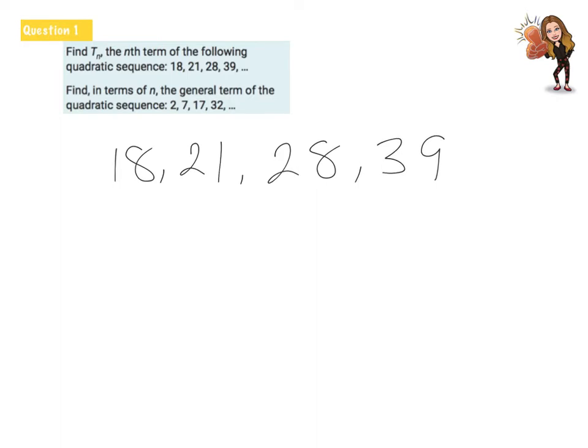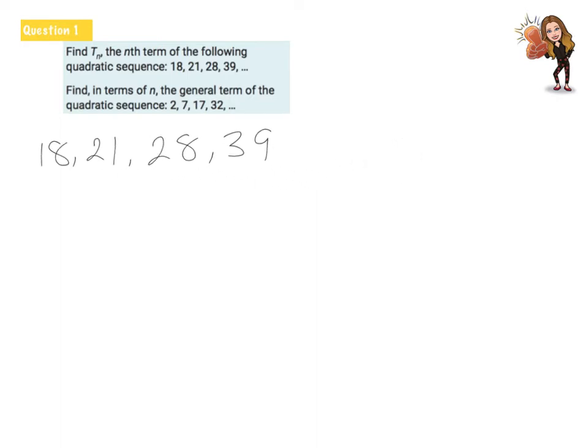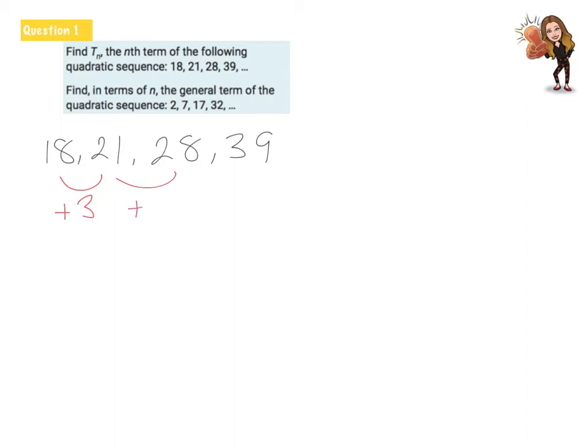So the first thing we need to do is find out what is the difference between these set of numbers. And we're told it's a quadratic sequence, so straight away we know that the first difference isn't going to be the same. The first difference between 18 and 21, we've got a +3. 21 and 28, we've got a +7. And 28 and 39, we've got a +11.